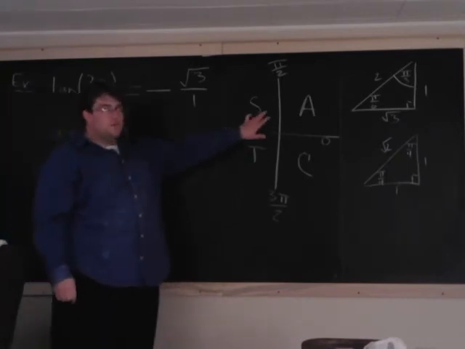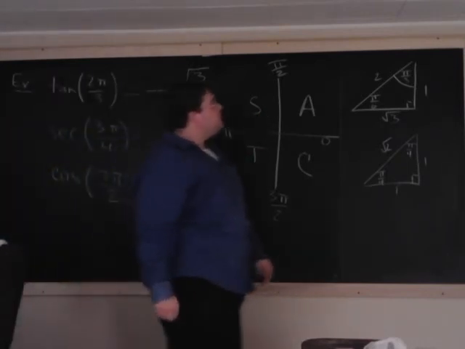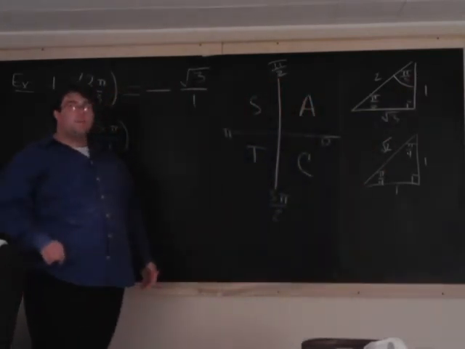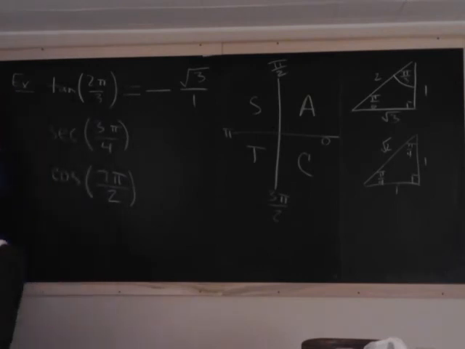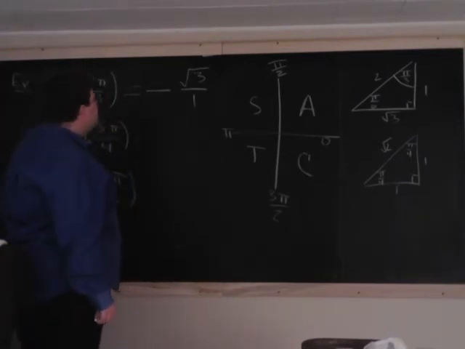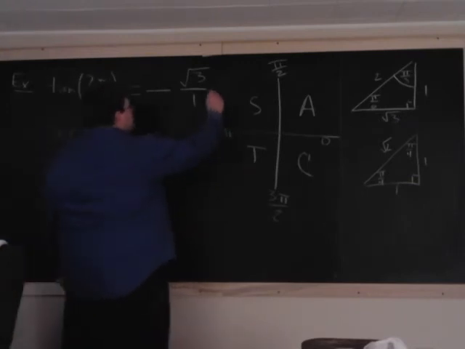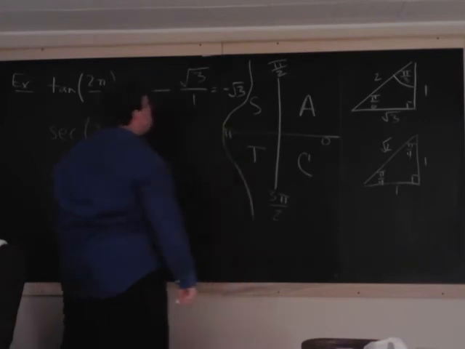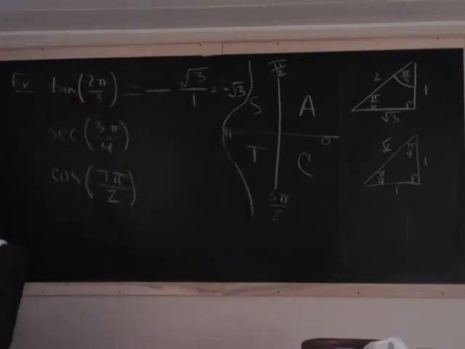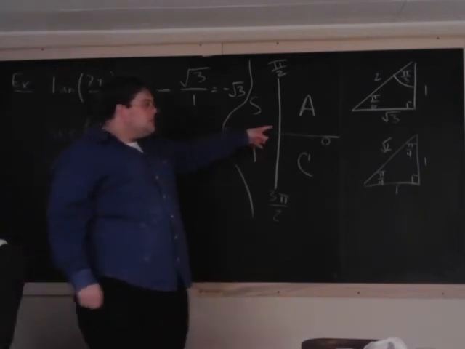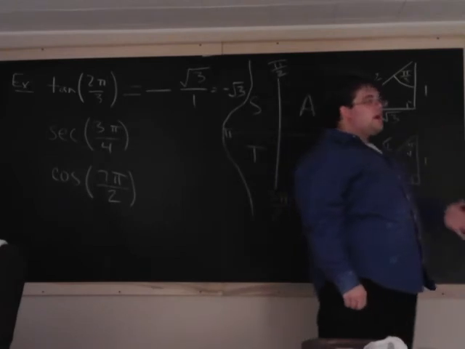Negative because it's in quadrant 2. Root 3 over 1 from looking at this angle in that triangle and using the fact that tangent is opposite over adjacent. Now, negative root 3 over 1 written like that, I don't like how that looks. So I'll just simplify that as negative root 3. So we have a trig function, we need the sign using this diagram, and we need the triangle.